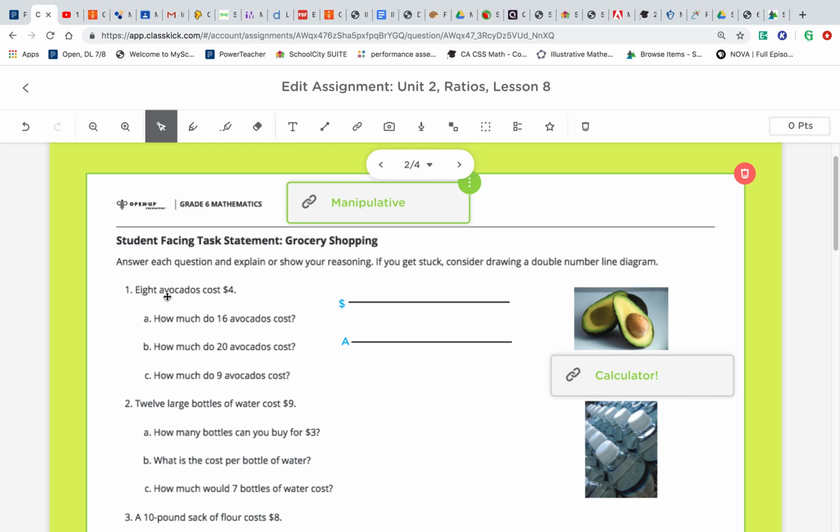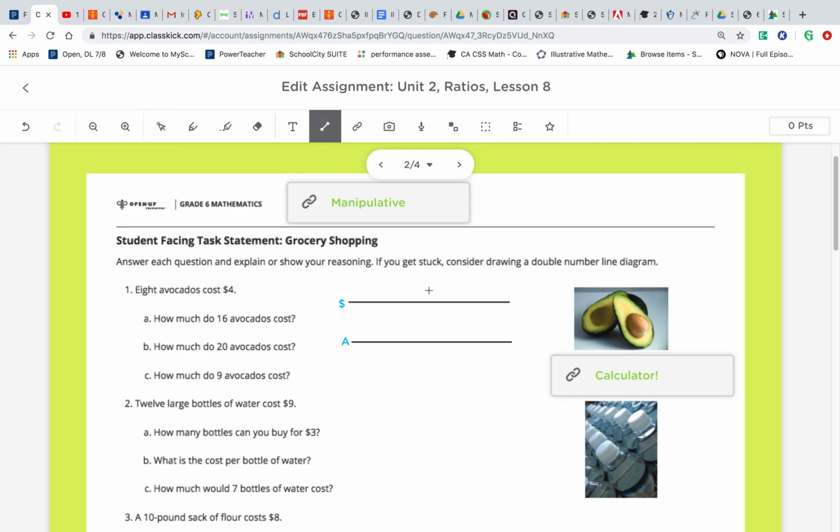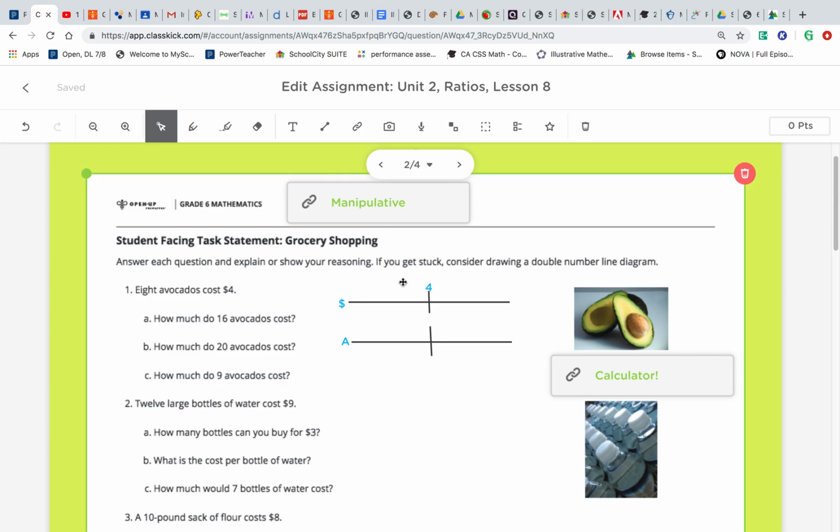So what they give us is that 8 avocados cost $4. So we want to go ahead and put that on the double number line. I suggest putting that somewhere kind of in the middle so you have space on either side to be able to add other tick marks. So we'll put these down here and then we're going to label these. The money part of this is going to be $4. So let's put $4 here. And then for the avocados, that gets you 8 avocados. So we're going to put an 8 here, and move that up just a little bit. Okay, so 4 and 8 are aligned.